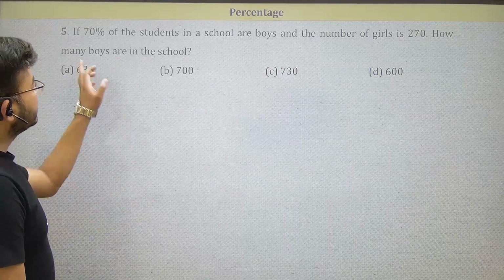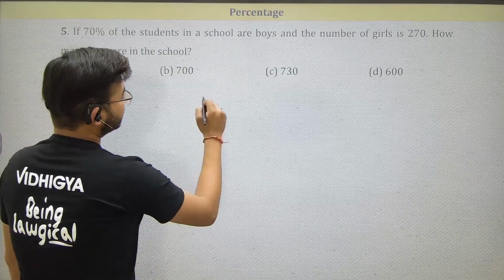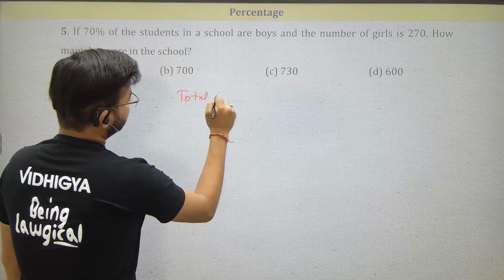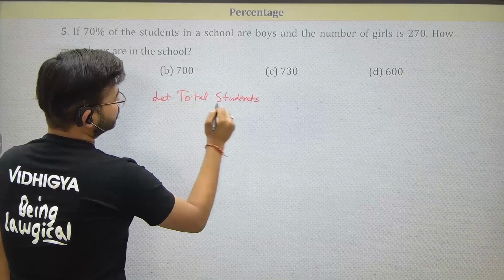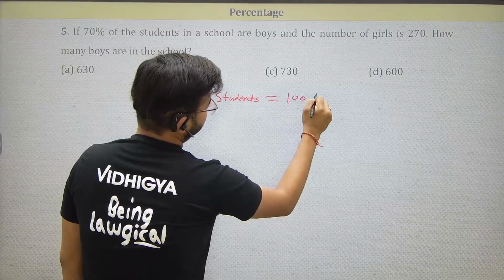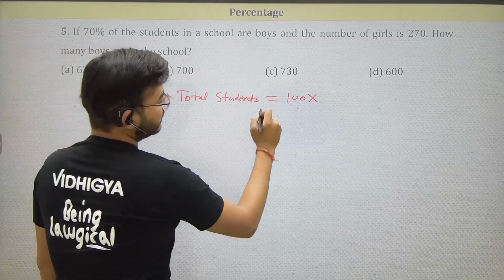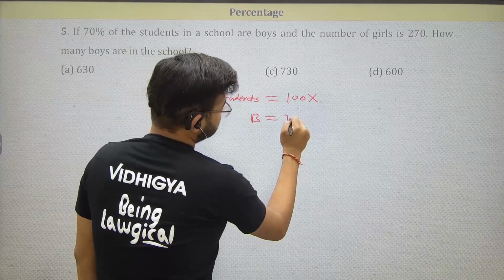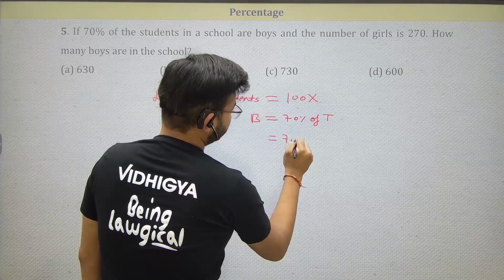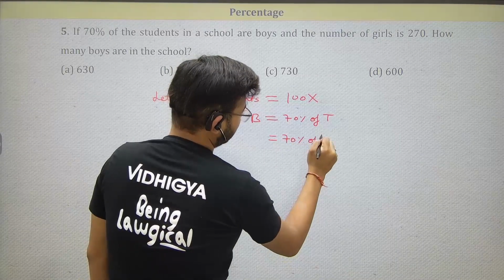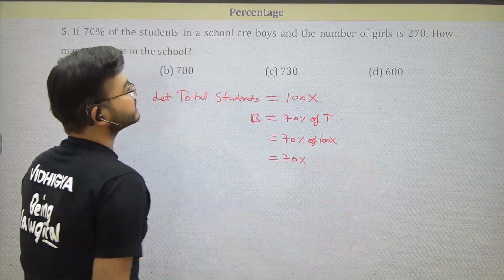Next, if 70% of the students in a school are boys, so let's say we'll assume that total students are 100x. Out of this, 70% of the students are boys, so boys are 70% of total, so that would mean 70% of 100x, so that will be equal to 70x.